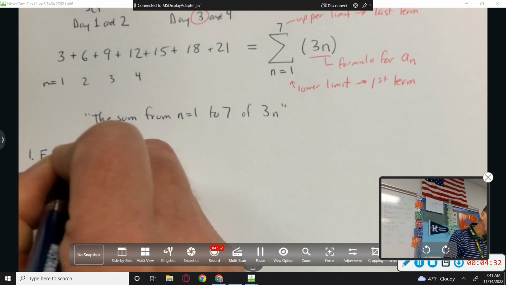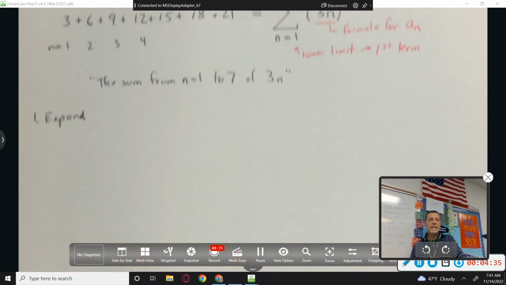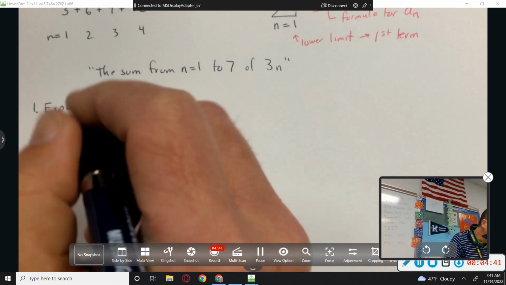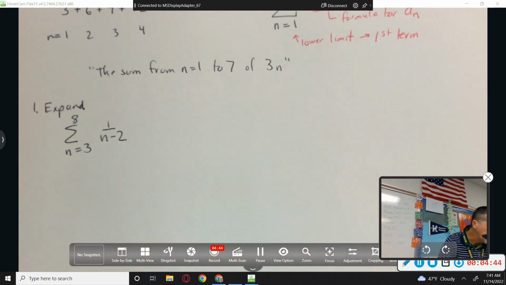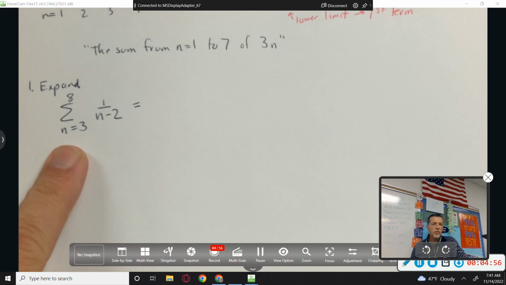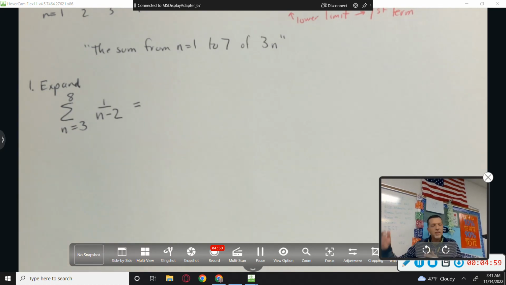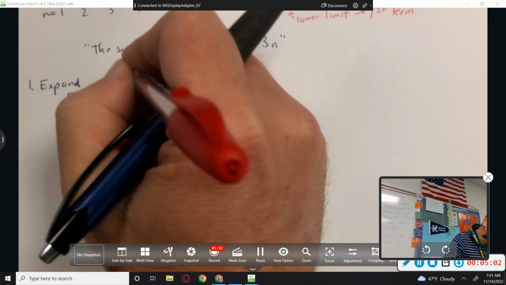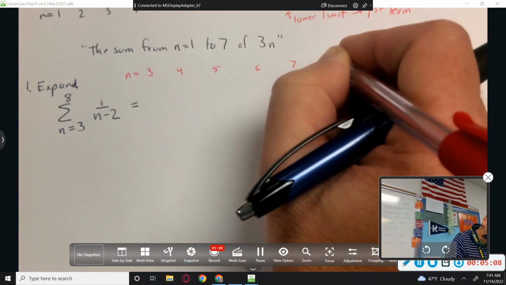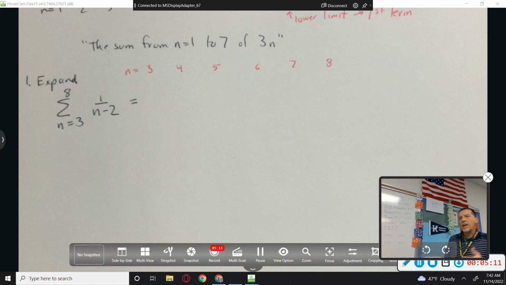Let's do a couple of examples with that notation. Let's expand the sum from n equals 3 to 8 of 1 over n minus 2. So 1 over n minus 2 is the formula we'll use. N equals 3 is the first n we'll plug in, and then we'll plug in up until 8. And it's maybe overkill to start with, but I'm going to plug in 3, 4, 5, 6, 7, 8. You don't have to write those out, but if you don't write them out, sometimes people get lost. They're like, wait a minute, what did I plug in?